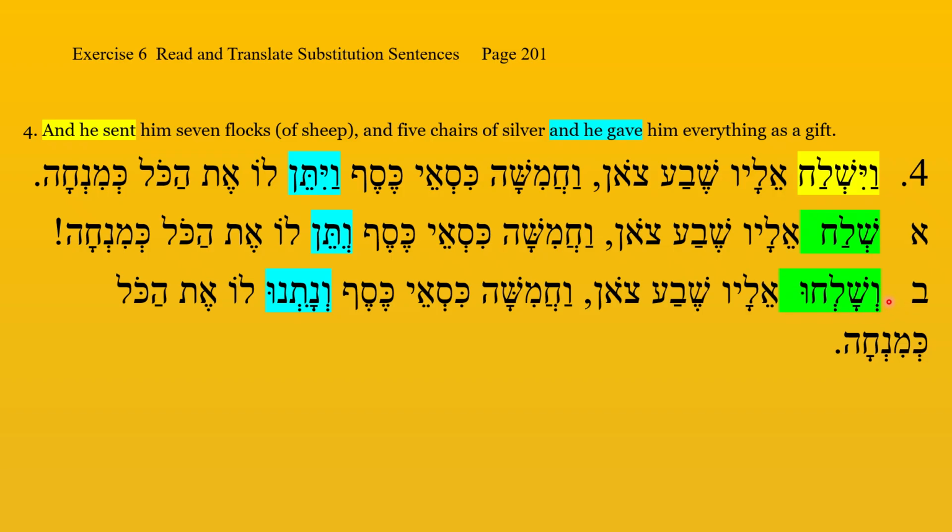Bet. So now there's no imperative form here, so we're going to pay attention to that. So we have, and they will send him 7 flocks and 5 chairs of silver, and they will give him everything as a gift.